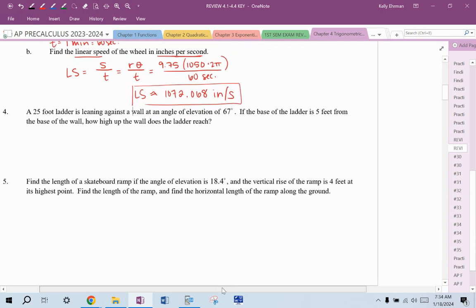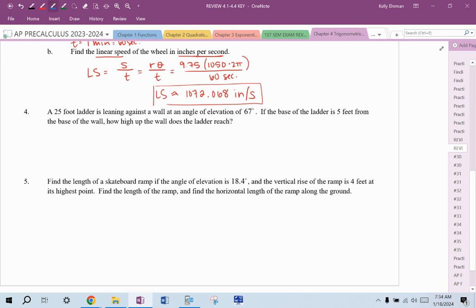Now we're on to the right triangle trig stuff. So this one, a 25-foot ladder is leaning against a wall at an angle of elevation of 67 degrees. So the ladder is the hypotenuse. Assuming the wall is vertical, it makes 90 degrees. Angles of elevation are always from the horizontal to that terminal side, so that's 67 degrees. And it says the base of the ladder is 5 feet from the base of the wall. How high up the wall does the ladder reach?